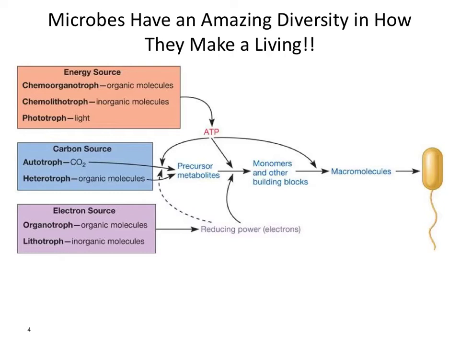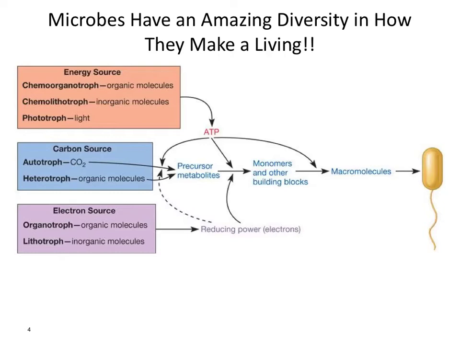Chemolithotrophs are organisms that use inorganic molecules as a source of energy, so kind of as their food source, so to speak. And then phototrophs, of course, use light energy. So plants, of course, are phototrophs, but so are the cyanobacteria.